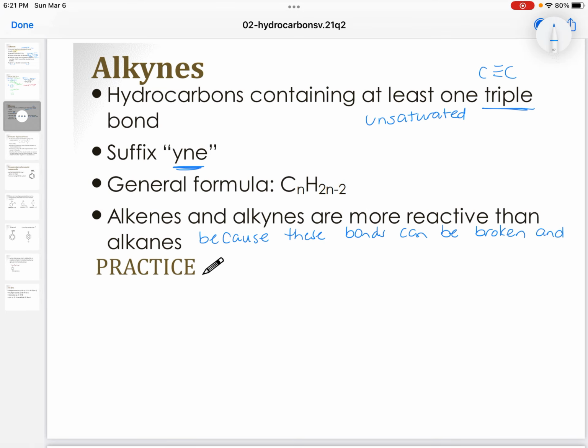and changed into single bonds by adding atoms. Okay. So that's why alkanes, we kind of consider the bottom. To break those bonds, it takes a lot of energy. So we say that they are not very reactive at all.